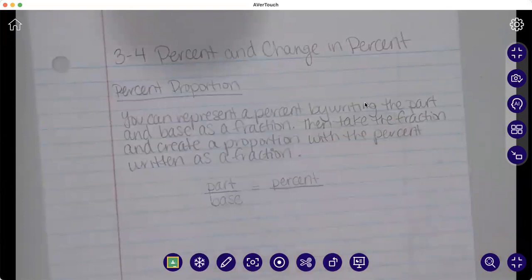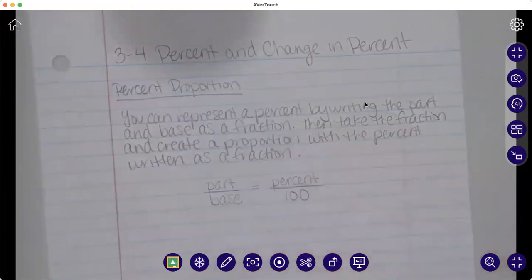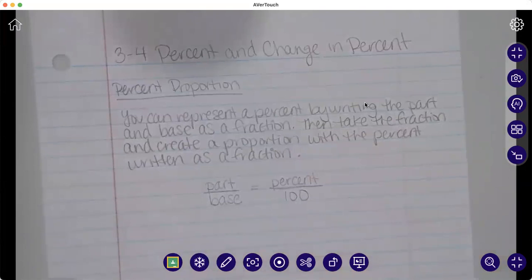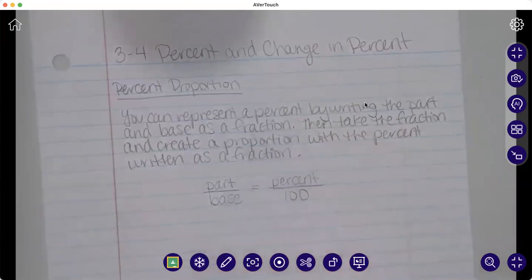Now, all percents are out of a total of 100. You can have less than 100, you can have more than 100, but the base of a percent proportion is always 100. So you have part divided by base equals percent divided by 100.